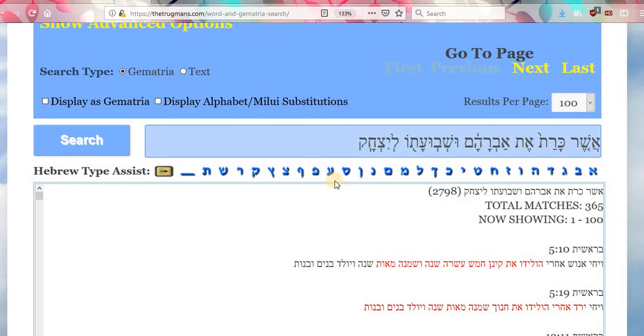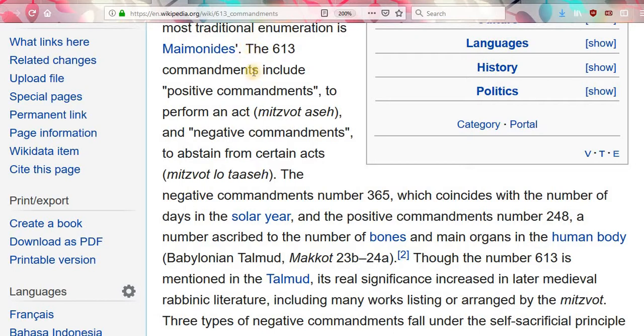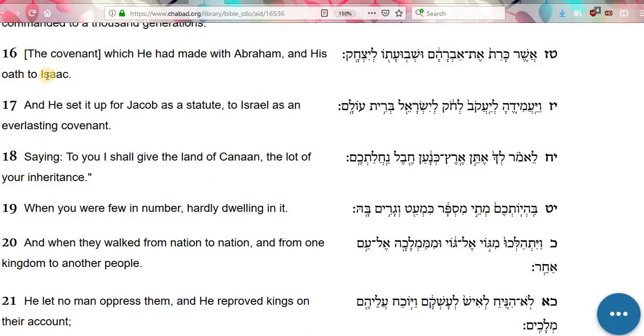And this is a verse about the covenant. What's interesting to me about that is 365 is the number of negative commandments of the 613. So let's look at this verse again as numbers. We saw that this sum exists 365 times in the entire Hebrew Bible. Here's the verse again. Let's look at it as numbers. And there we see the name Abraham, 248. So 365 and 248 are encoded into this verse about the covenant of 613 commandments. So we see here positive commandments and negative commandments. The negative are 365. The positive are 248. Neat coincidence.